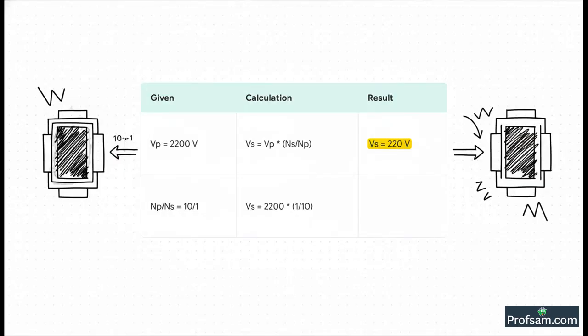Let's do a very quick example, just to see how easy this is. Imagine a step-down transformer has a primary voltage of 2200 volts, and the ratio of turns, Np to Ns, is 10:1. So what's the secondary voltage? Well, we use our formula. Vs equals Vp multiplied by Ns upon Np. That's 2200 times 1 by 10, which is 220 volts. See, the number of turns went down by 10 times, so the voltage also went down by 10 times.